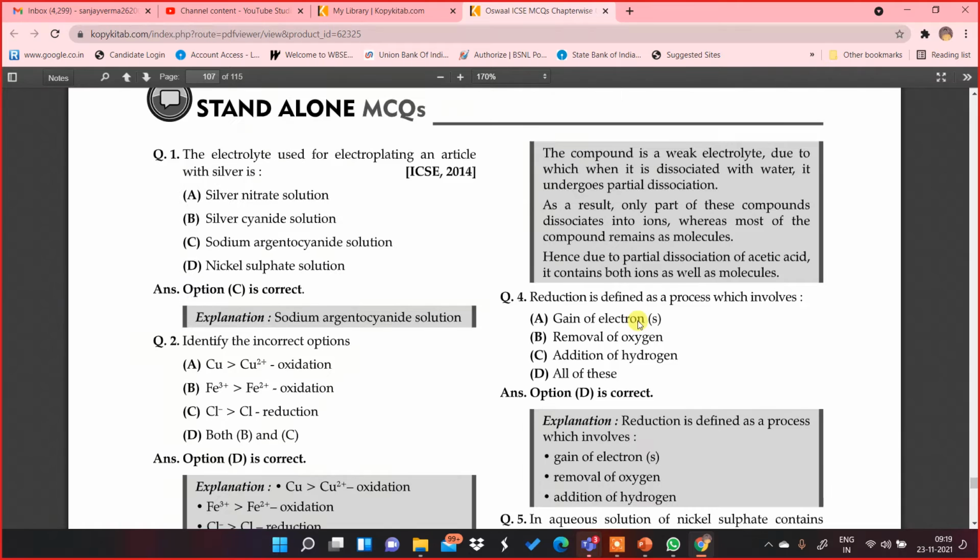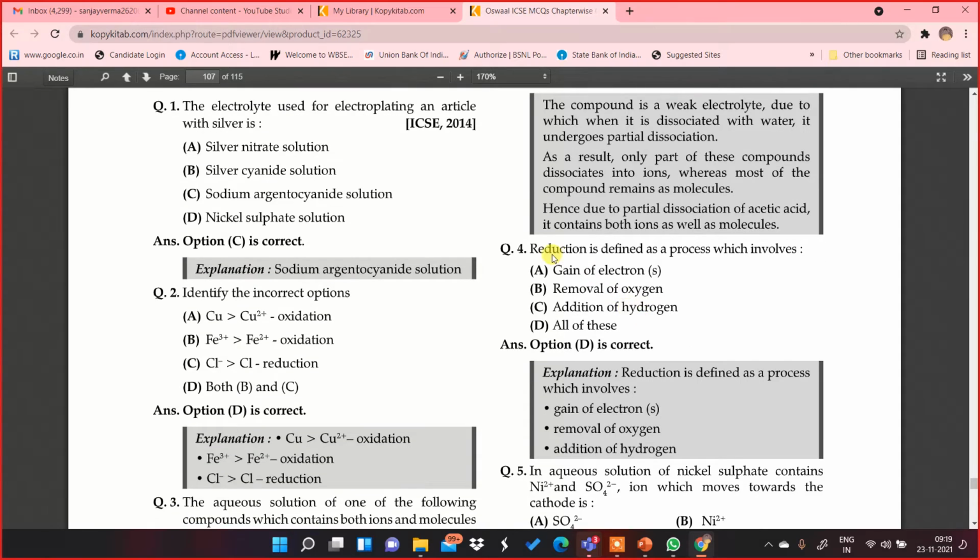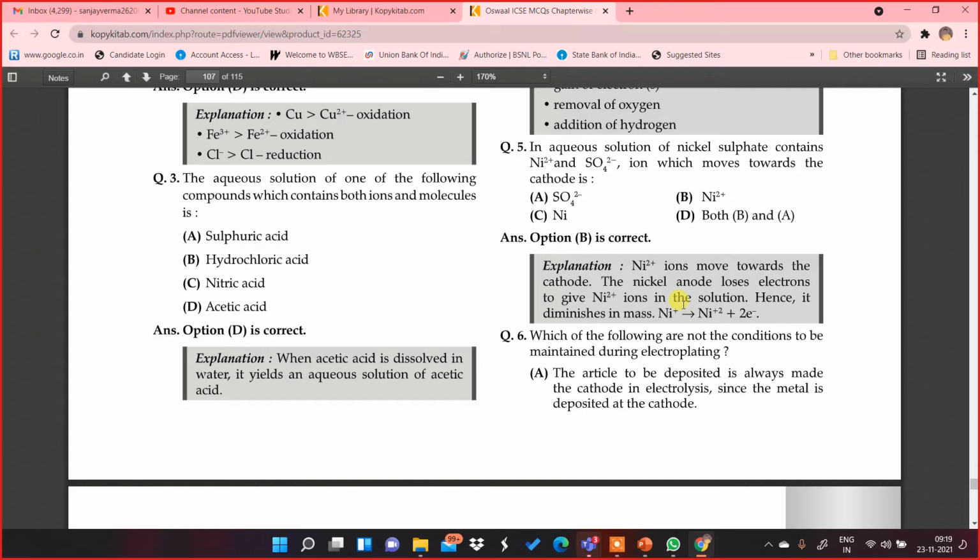Then number 4. Look at number 4. What is reduction? Reduction is defined as a process which involves the removal of oxygen, gain of electrons, or addition of hydrogen. So all of these are reduction. And number 5. Look at number 5.